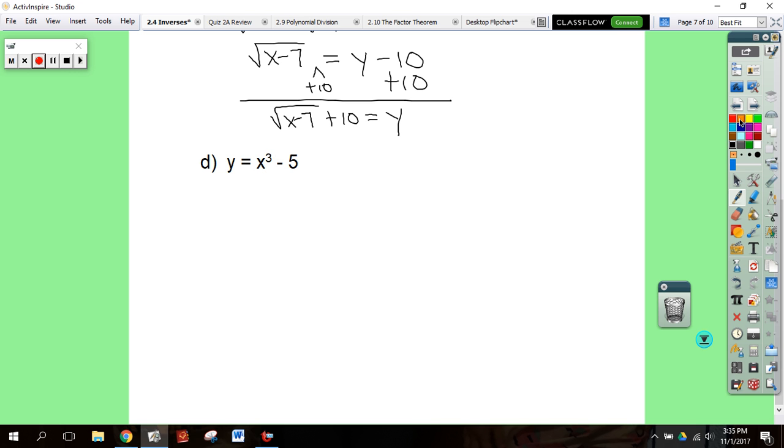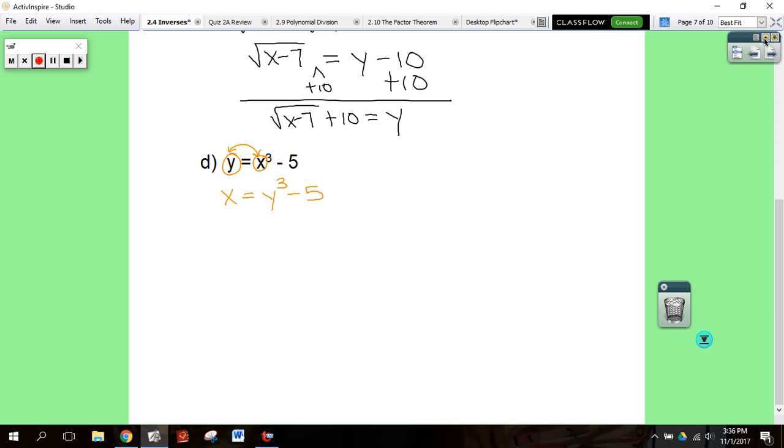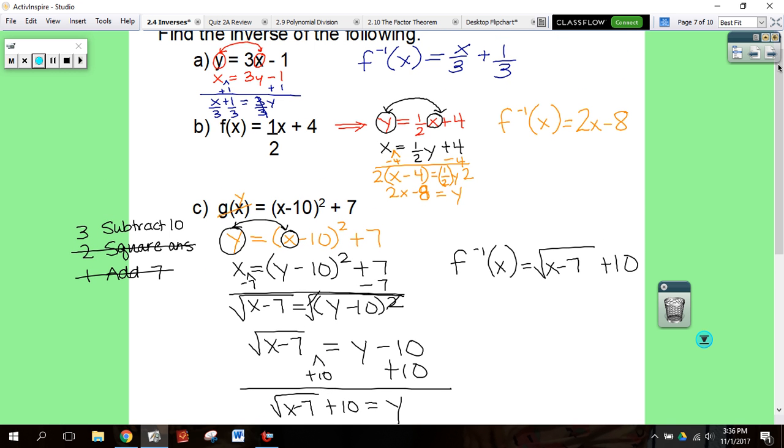Again, the very first thing that I want to do is I want to switch my x and my y around. So x is equal to y cubed minus 5. And notice I don't take the exponent with it, I only take the y. And the same thing if we were to look up here. I don't take the coefficient when I flip-flop these, I only flip-flop the letters. So I don't take the 3 with the x, I only take the x. The 3 and all the rest of the numbers stay over here, I only trade the letters.